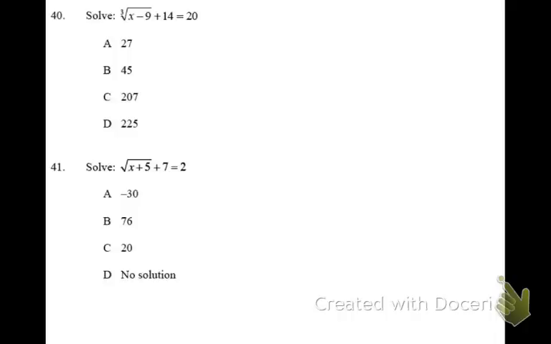Number 40, you always want to isolate your radical. You do that with 41 as well. I like to box my radicals. That way I know what I'm trying to isolate. So for this one I can start by subtracting 14 from both sides. That gives me the cube root of x minus 9 equals 6.